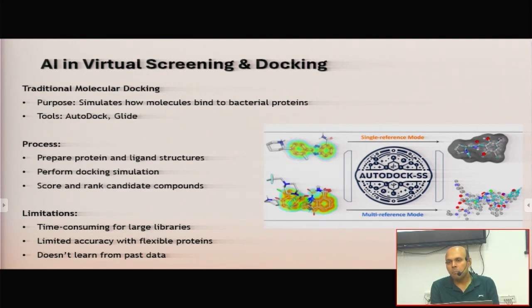There are certain compounds that follow this. Mostly the compounds need to follow the Lipinski's rules, but there are certain compounds that don't follow the rules as well and are still good candidates. So aspirin is a very good example of something that doesn't follow the Lipinski's rule. So you can read more on that. Okay, so that is important. So limitations: time consuming for large libraries, limited accuracy with flexible proteins, doesn't learn from the past data is what the limitations are.